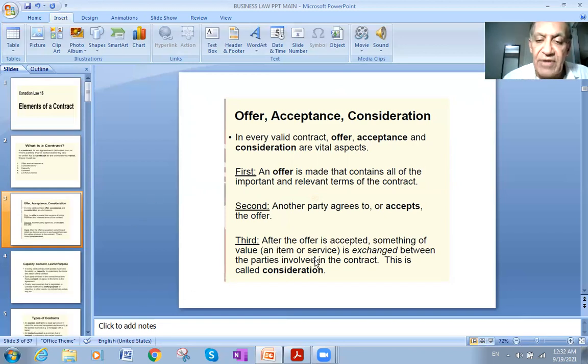Third, after the offer is accepted, something of value, an item or service, is exchanged between the parties. We always say goods or services, we don't say goods only. And let me remind you what the difference is between goods and services. Goods are tangible, you can touch them. The pen is goods. But services are intangible, meaning you cannot touch them.